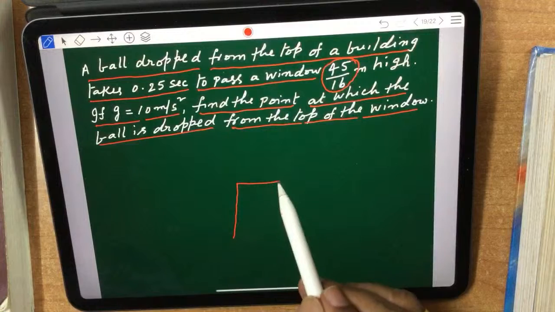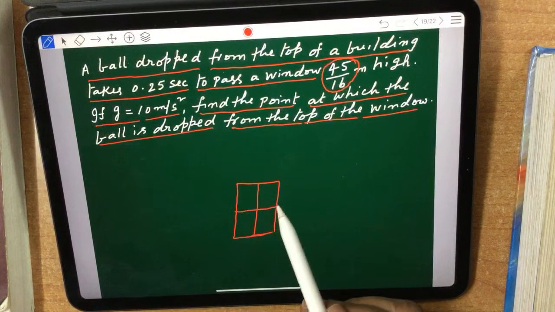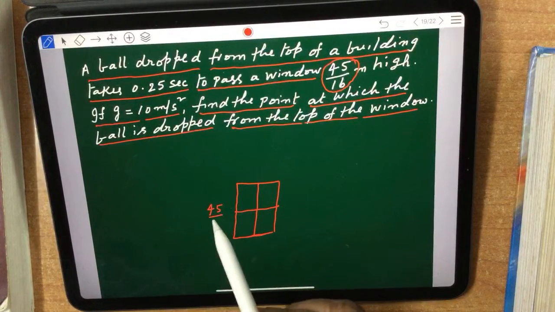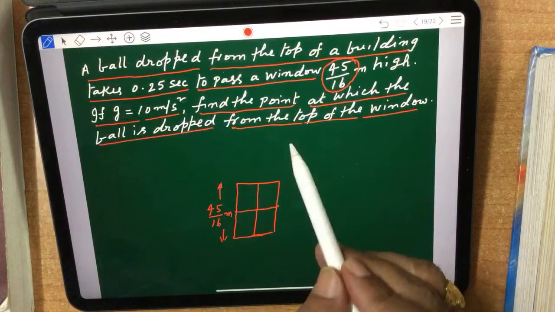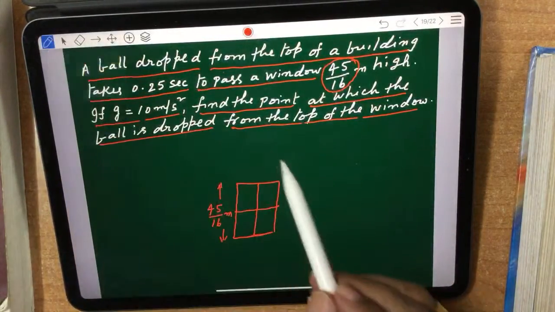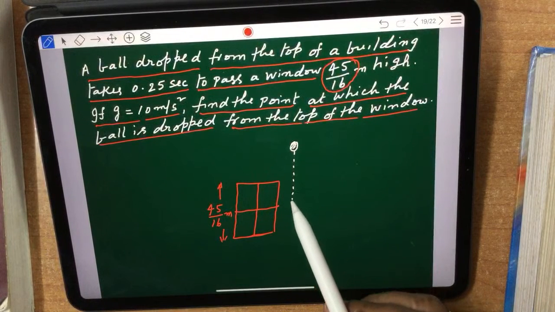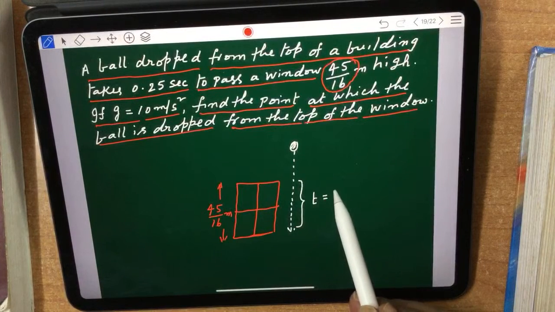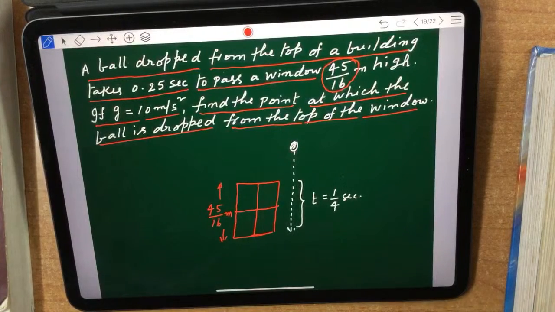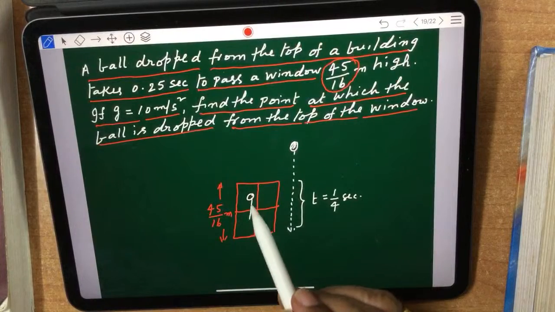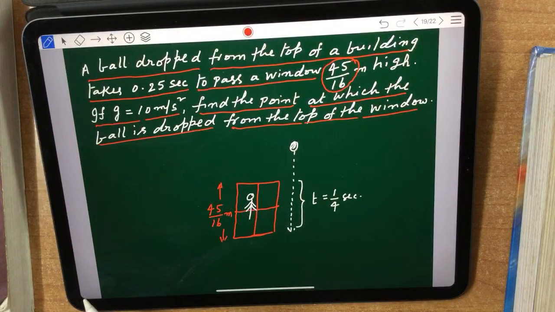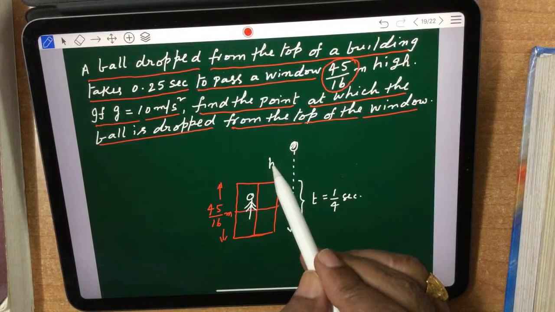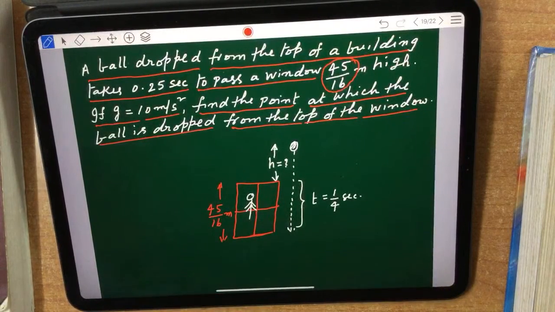Look at this. I will explain this simple question. First, there is a window whose length is 45 by 16, the height of the window. From somewhere the ball is dropped. But to cross the window, it takes 1 by 4 seconds. 0.25 means 1 by 4 seconds. Suppose you are inside the window. You are able to see the ball only for 0.25 seconds. Your observer is observing that ball. The ball is falling from the 5th floor. You are on the 3rd floor, at the window. So he is asking, from what height is it falling?